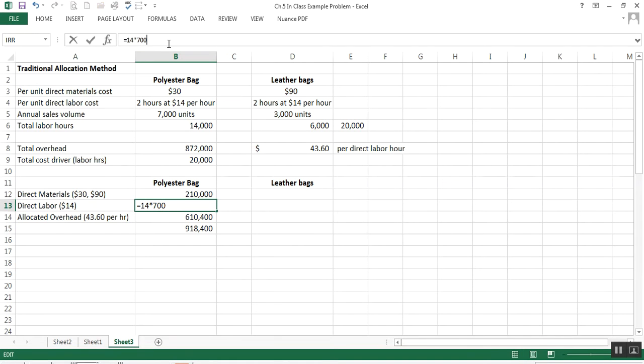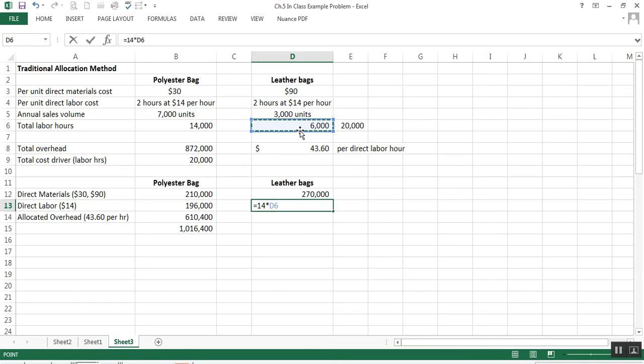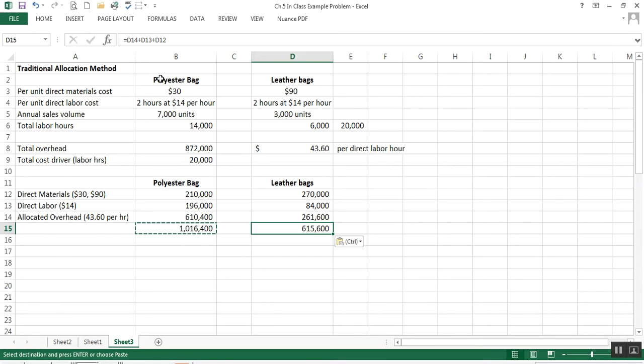The direct labor hours is actually going to be times the labor hours of 14,000, giving us a total cost of 1,016,400. Now we're going to do leather bags. So it's $90 materials times 3,000 units. Direct labor hours is $14 times 6,000 hours. And our allocation is 4,360 times labor hours of 6,000, giving us a total cost of $615,600. So, according to the traditional allocation method, it costs us a lot more to make the polyester bag than it does the leather bag.